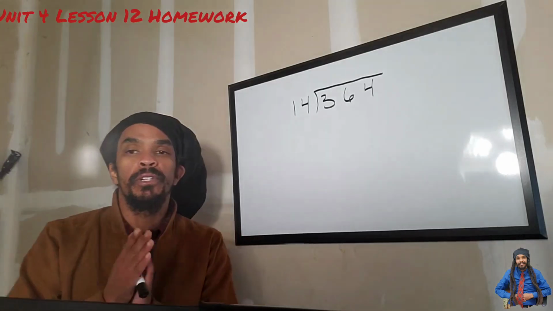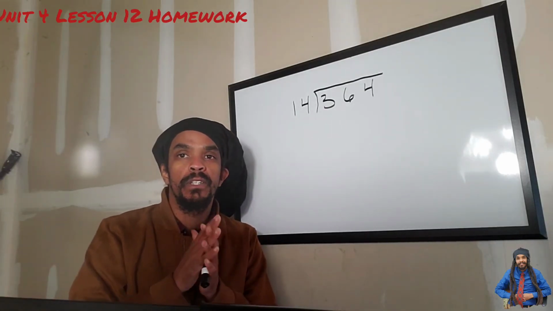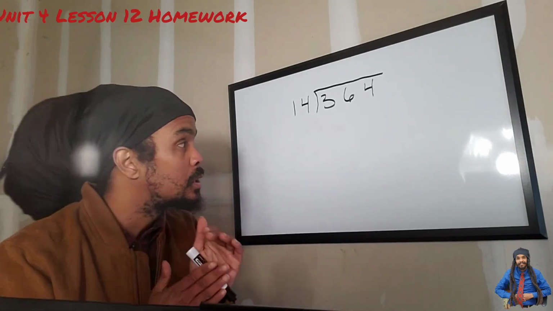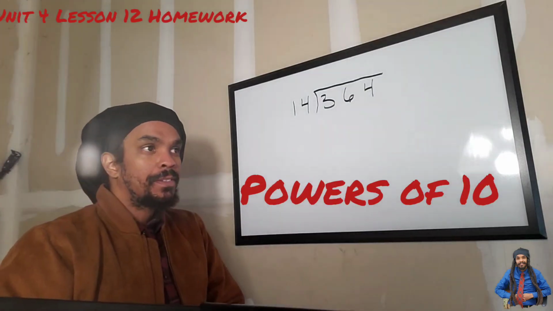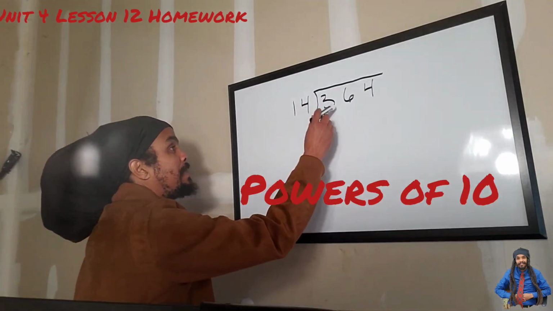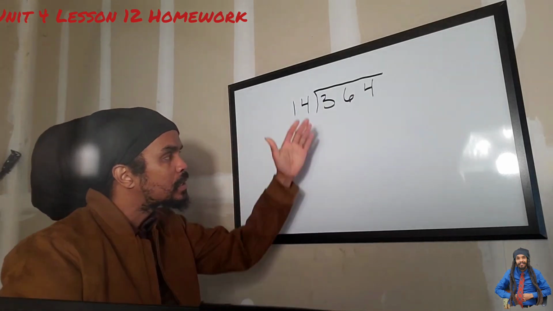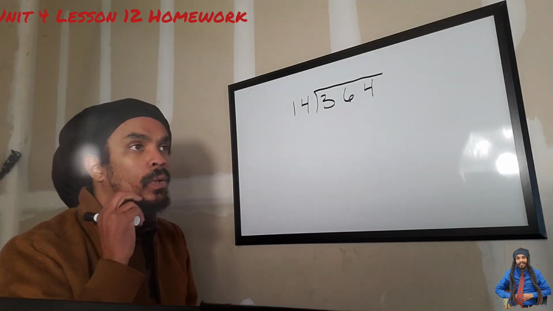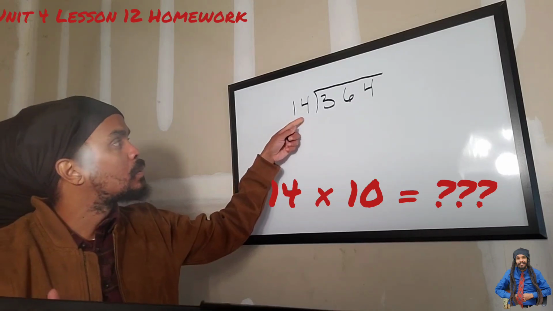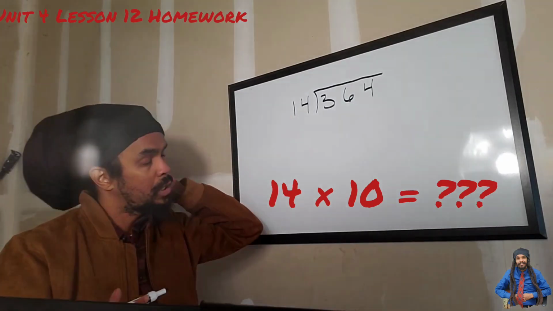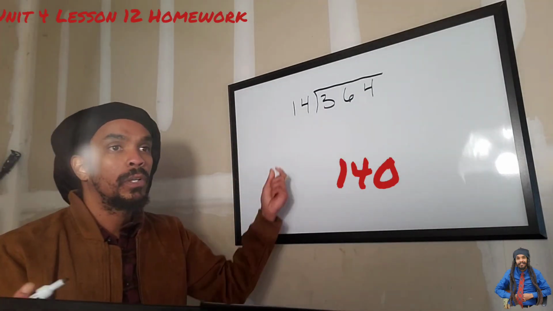All right, 364 divided by 14. We're going to use partial quotients. So let's think about this. Let's use our powers of 10 to take out pieces until we get to the answer that we want to get to, okay? So if we were to do 14 times 10, what would that equal? You should be telling me, oh, that's 140. So let's go ahead and do that.